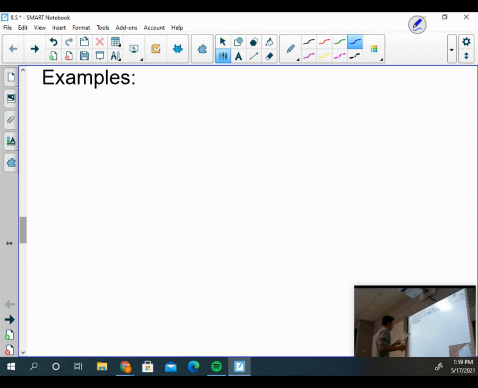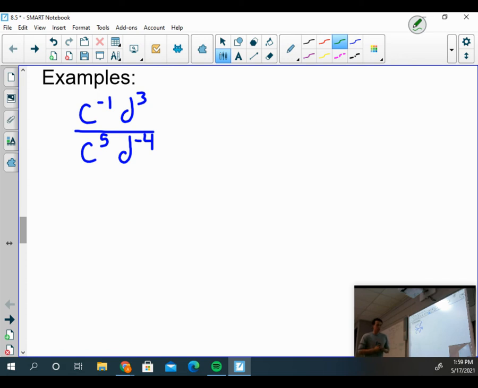Let's look at another example here. c to the negative first times d to the third over c to the fifth, d to the negative fourth. And again, what I have here is a product in the numerator and a product in the denominator. They are being divided. Because there's no addition or subtraction happening in the numerator or denominator, I can simplify using my exponent rule. And again, for the record, in Algebra 1, we're not really going to see problems that have addition in the numerator and denominator. That'll come in later math courses.